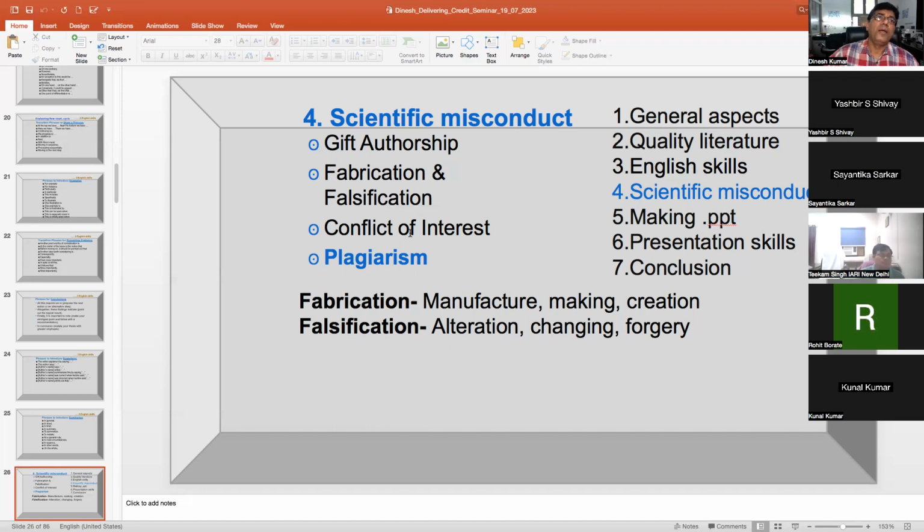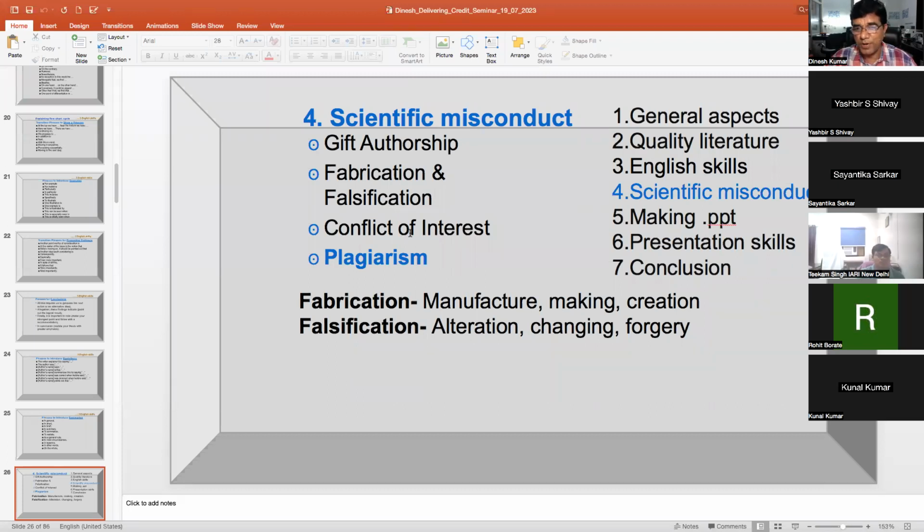Somebody who has not made a contribution and whose name is there, that is gift authorship. But here, I think the contribution from both was there, but one was given credit and the other was not given credit.